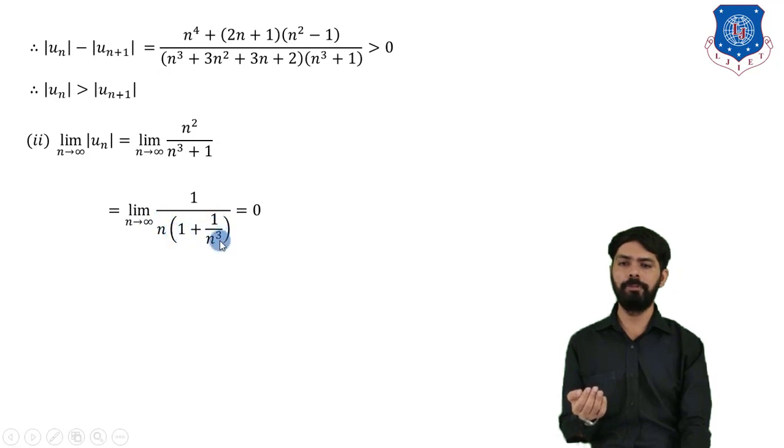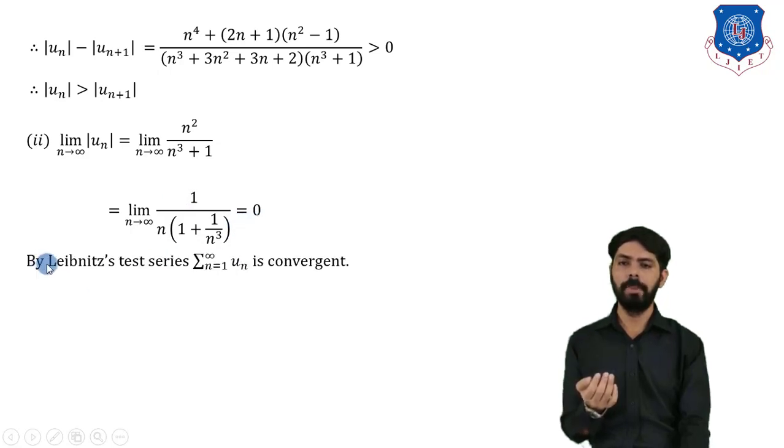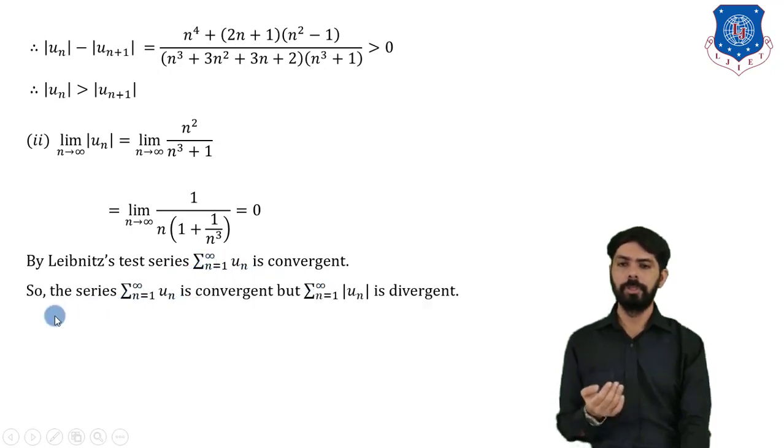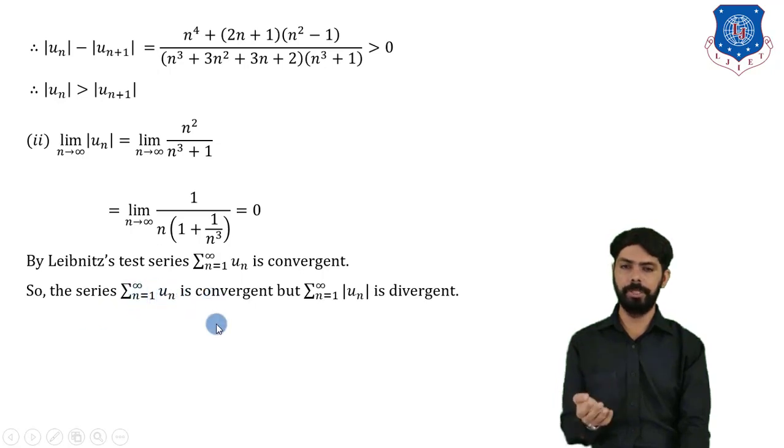So here 1 upon infinite will be 0. So here it will be 1 plus 0. So it will be 1 into infinite. So here it will be infinite, and 1 upon infinite will be 0. So this is equal to 0. By Leibniz test, series sigma n equal to 1 to infinite, un is convergent.